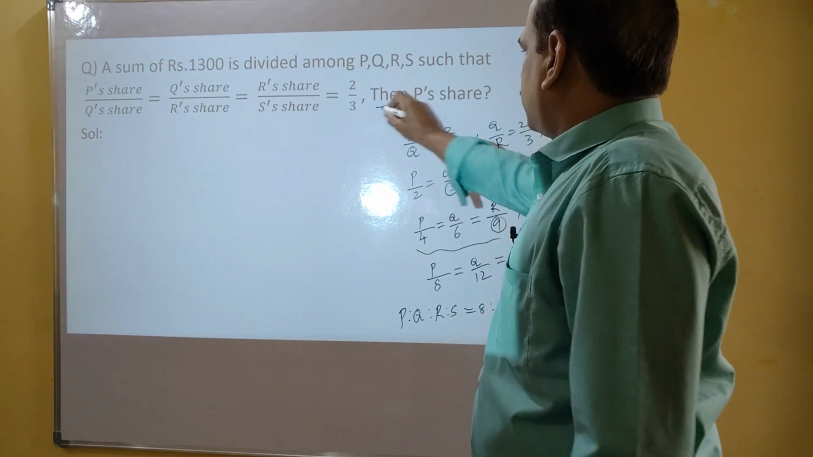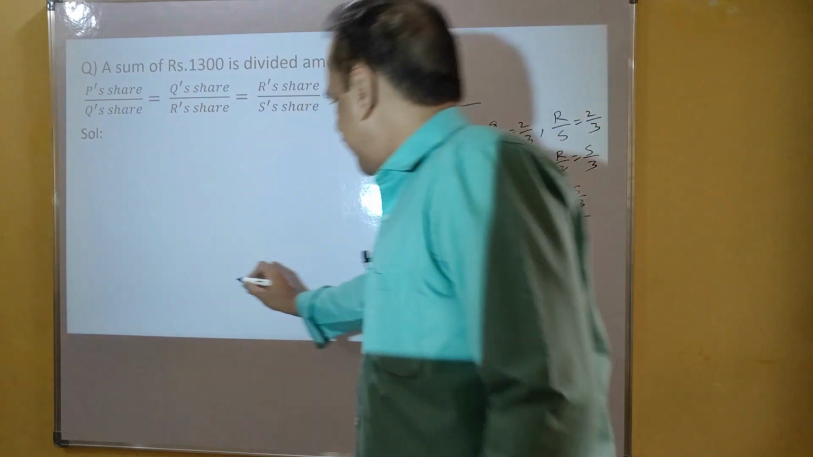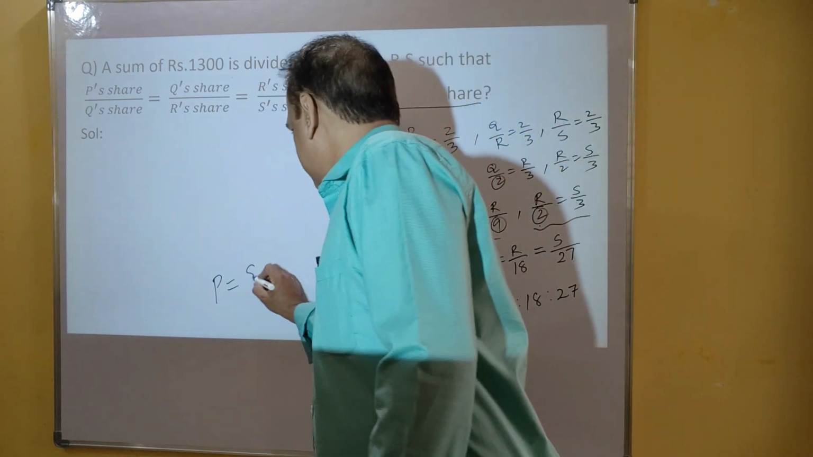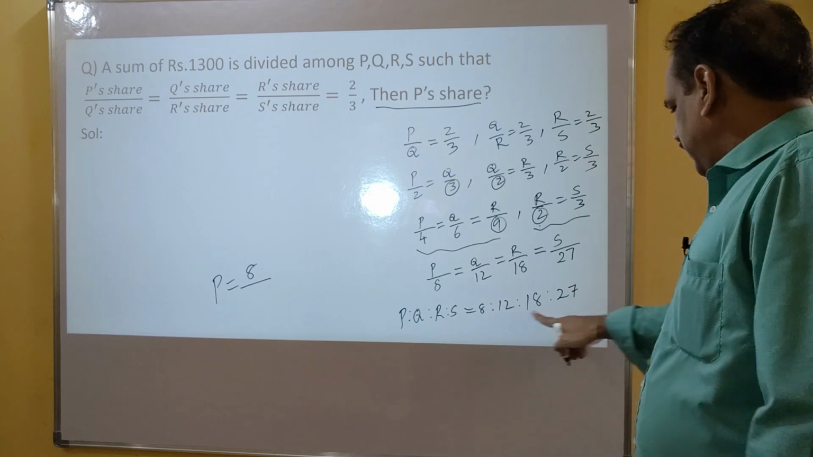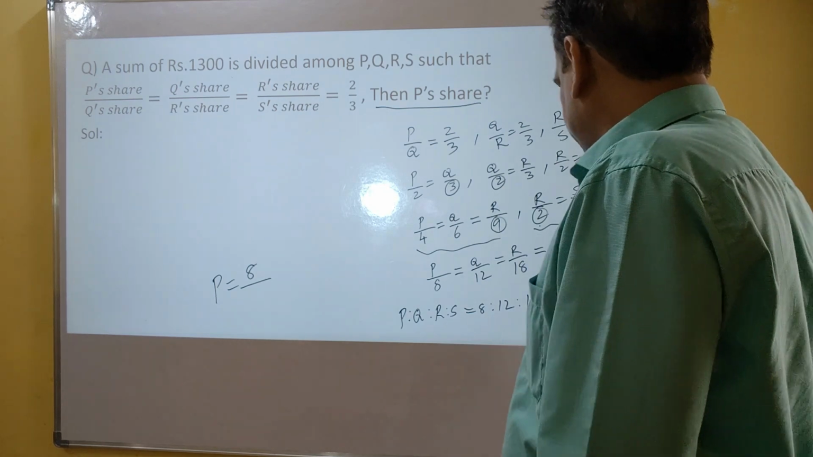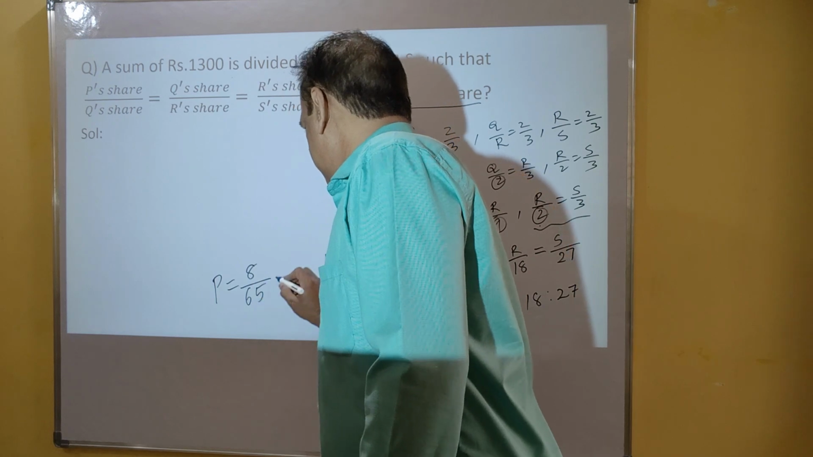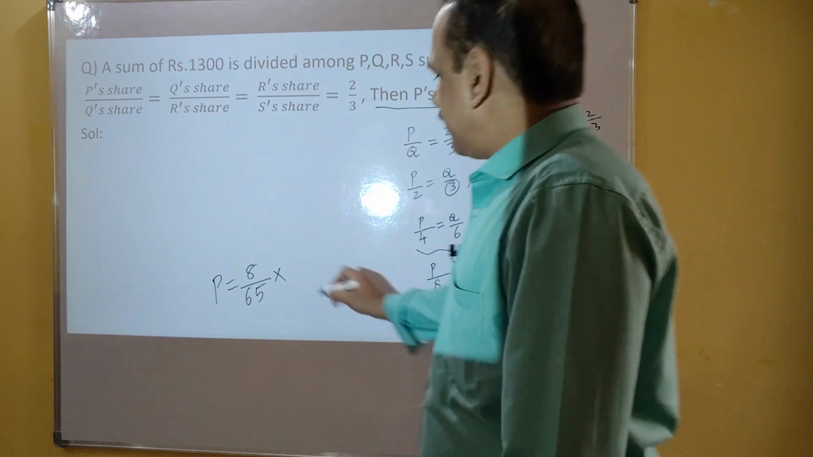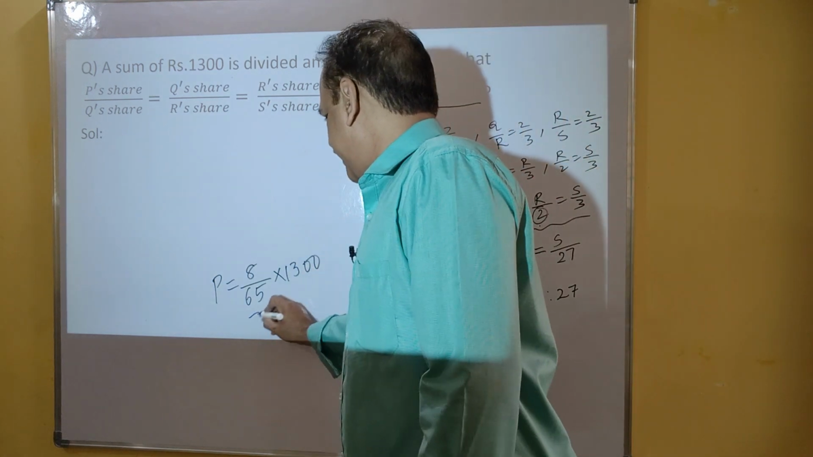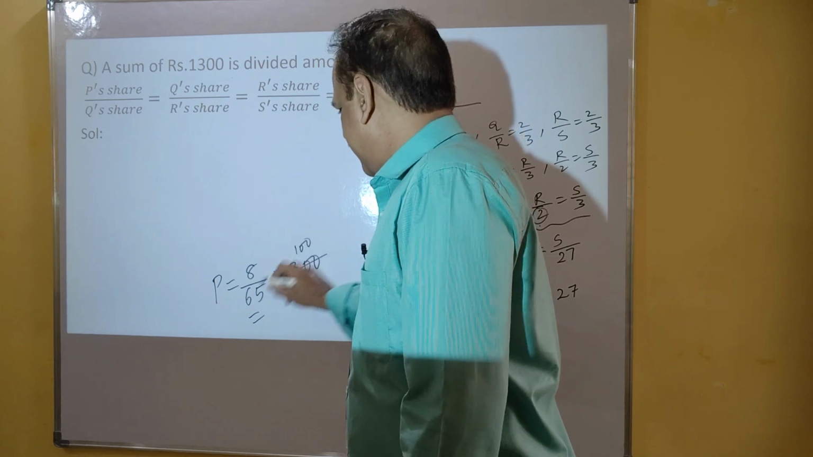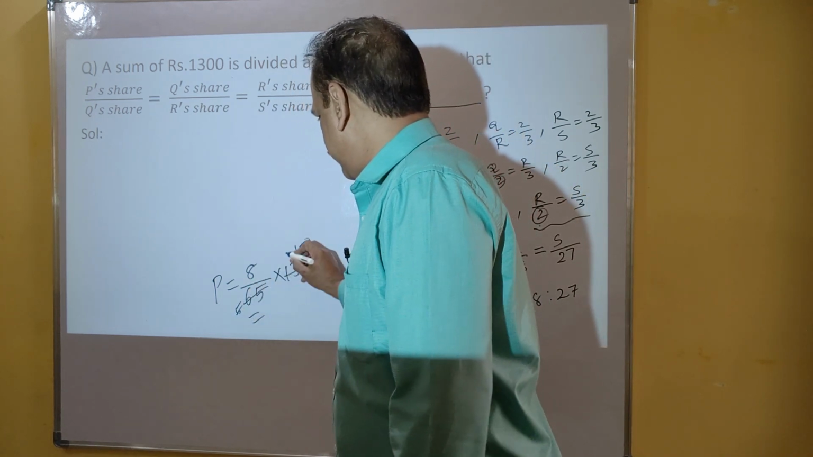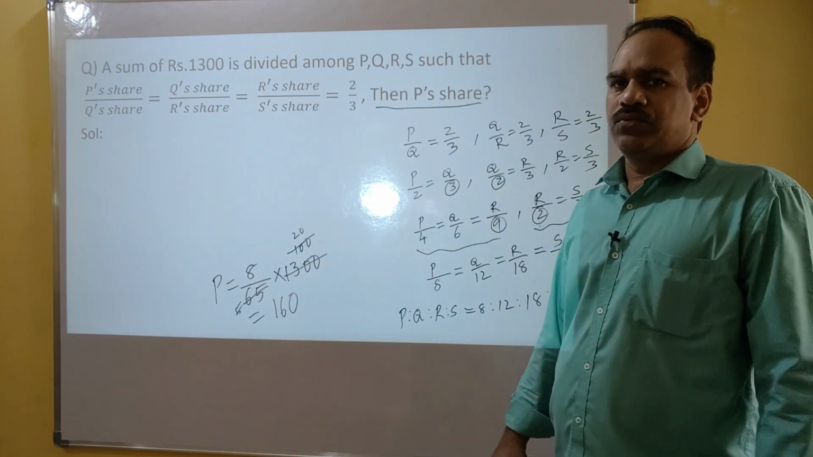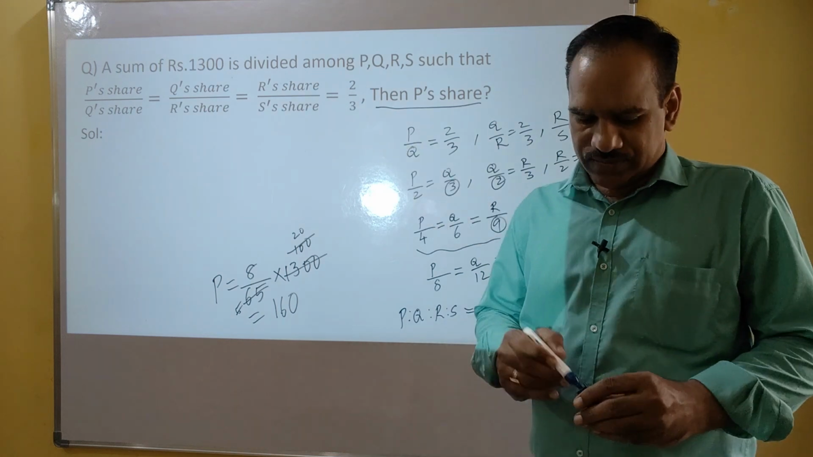Now you are asked to find P's share. What is P's share? P's share is 8 shares. P gets 8 shares out of, if you total this, 20 plus 45, 65. So 8 by 65 is P's share. Out of 1300 rupees, what he must get is, 13 cancels here, 20, 160. So P gets 160 rupees out of 1300 rupees.